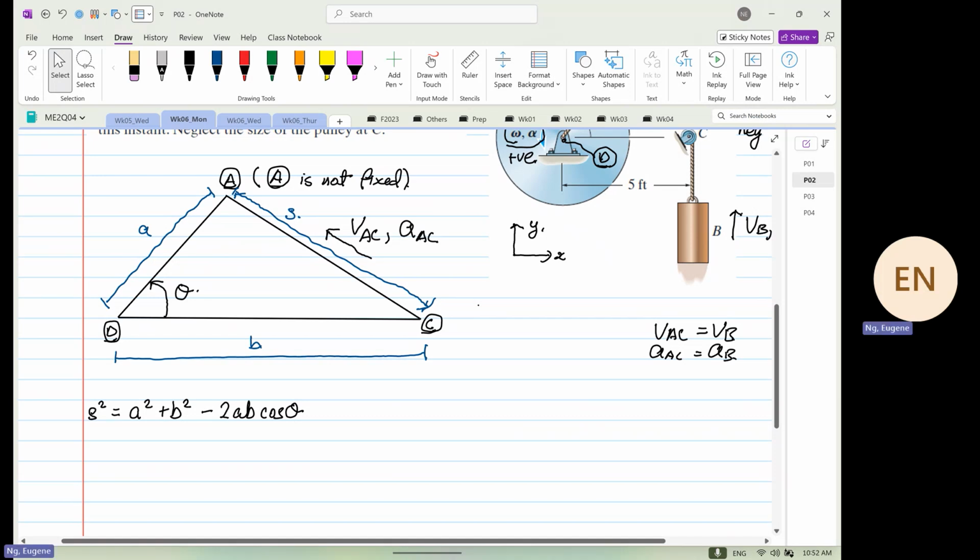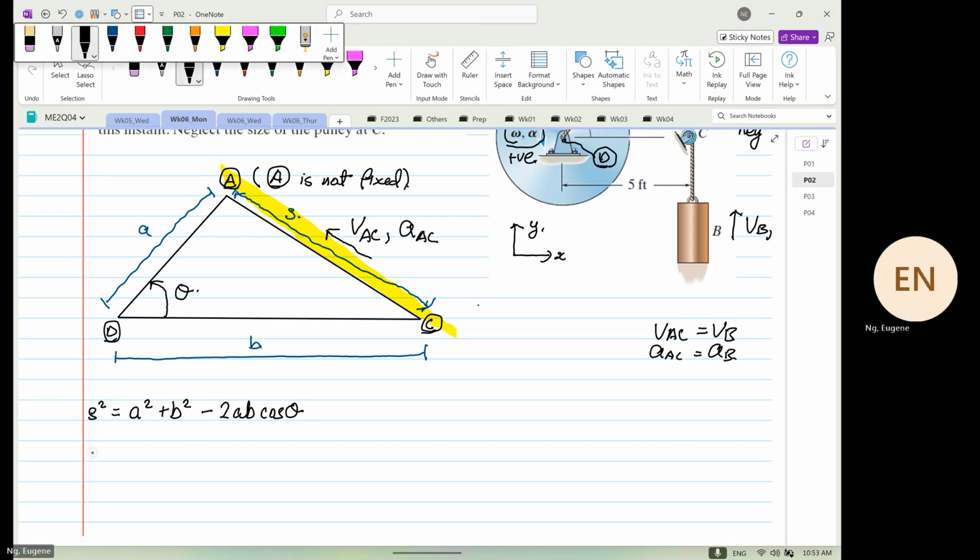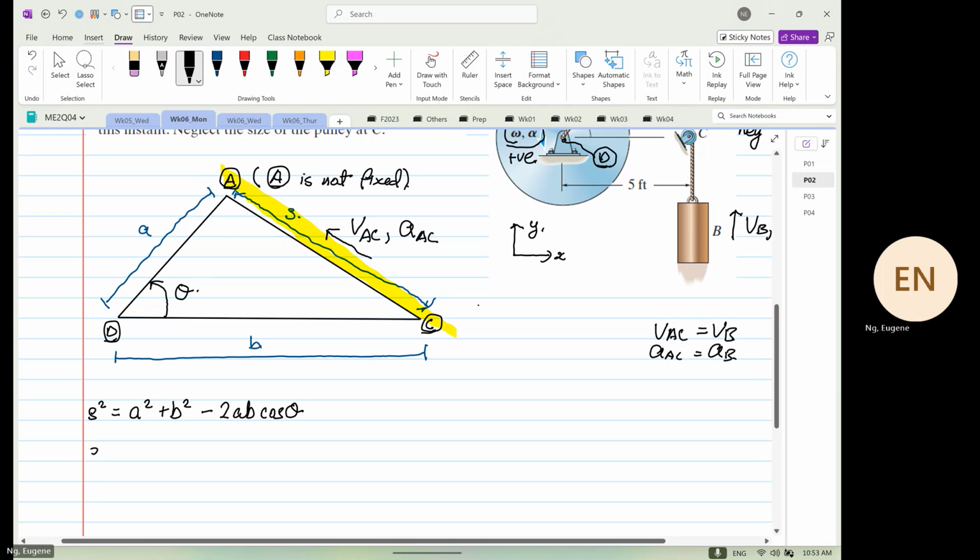Okay. So now the important thing is we know the distance between what? AC, right? This S is important over here because from here we can differentiate. Why is this important, right? So S is the distance between what? Between point A and point C.